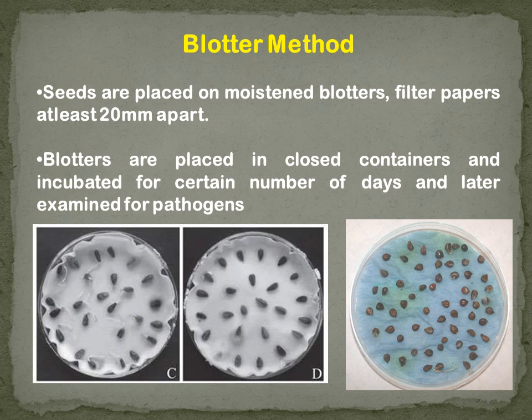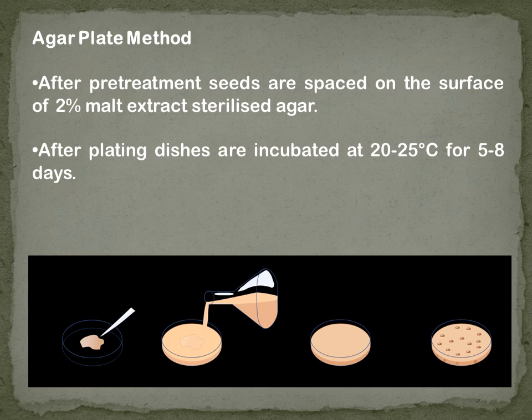Now next is the blotter method. Seeds are placed on moist blotters or filter papers at least 20 apart. You can see here all the seeds in the petri dishes, and all the seeds are at least 20 apart. The blotters are placed in a closed container and incubated for a certain number of days, and later examined for the pathogen. If any seed-borne fungus or pathogens are there, they will show the symptoms.